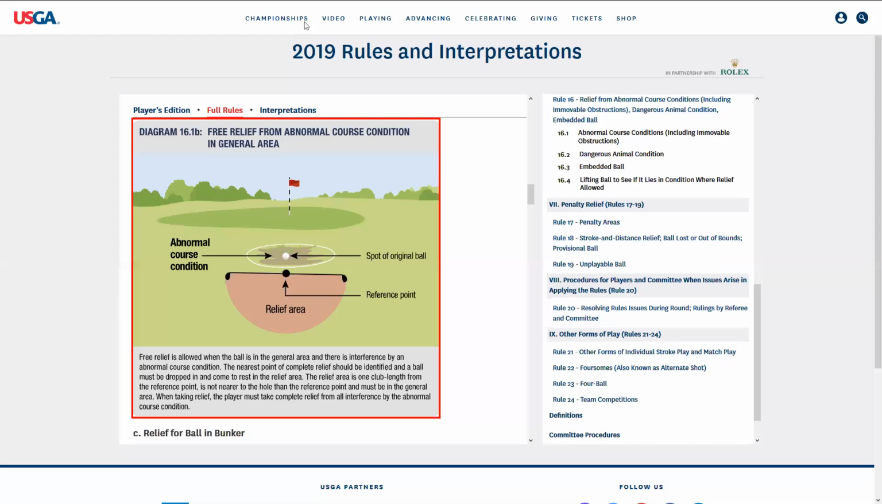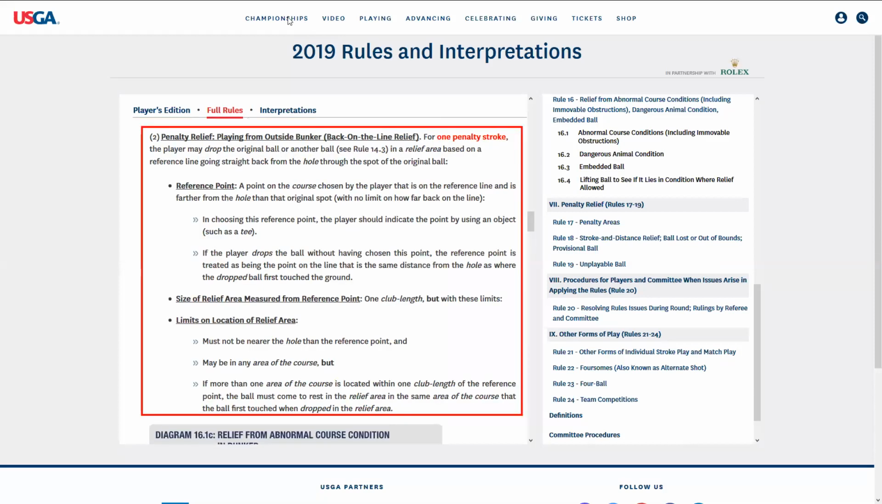Now, 16.1c part 2, penalty relief. And this is interesting because it's a change, and this is the first time we're going to see the back-on-the-line relief procedure. The player's ball is in the casual water, and he decides that he doesn't want to take the nearest point of complete relief, but wants to get out of the bunker. And so he's allowed to take what's called back-on-the-line relief.